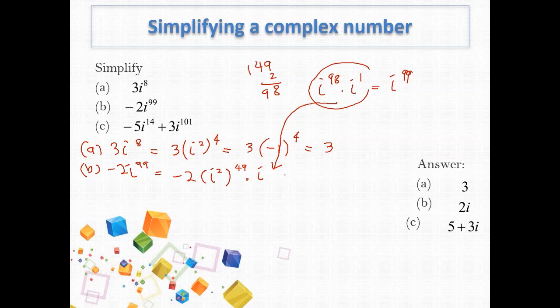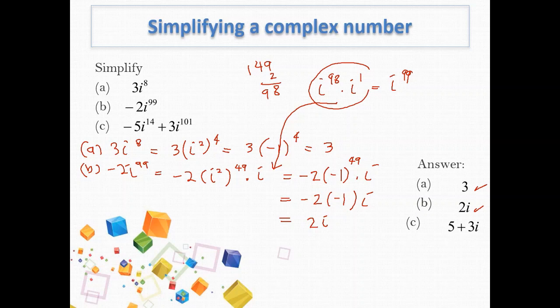Alright, so proceed. This is minus 2 times (i^2)^49 times i. Negative 1 to the power of an odd number gives you negative 1. A negative number times i, that gives you minus 2 multiplied with minus 1, which gives you 2i. So the answer is 2i.